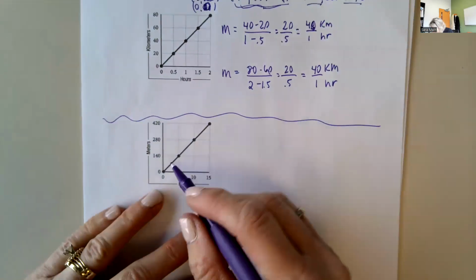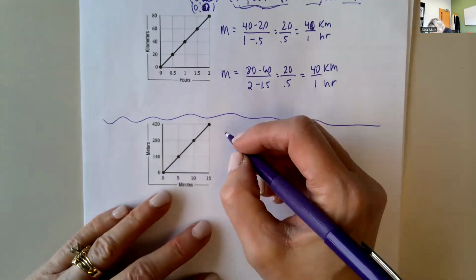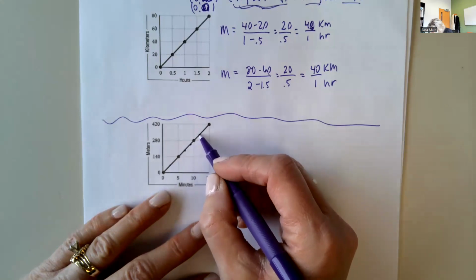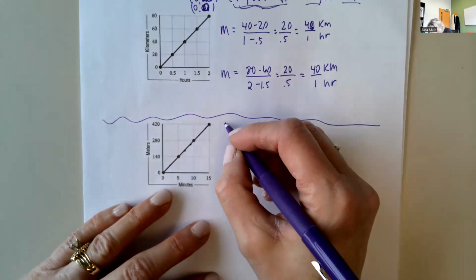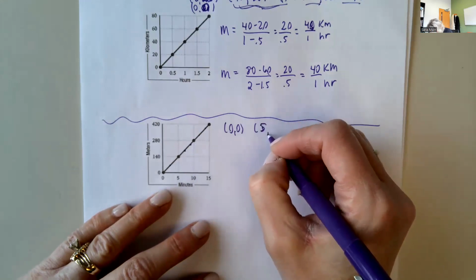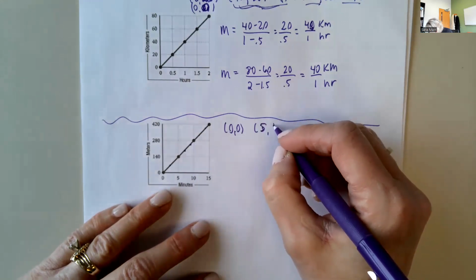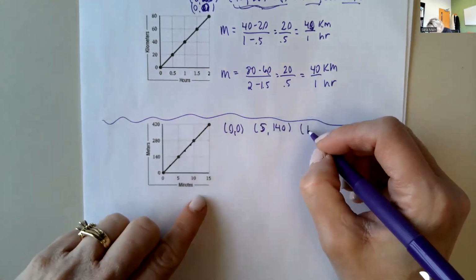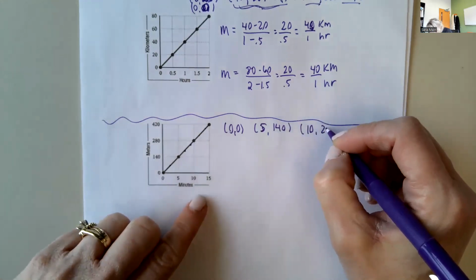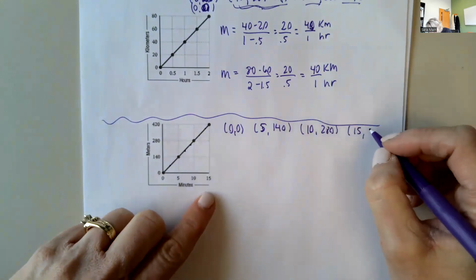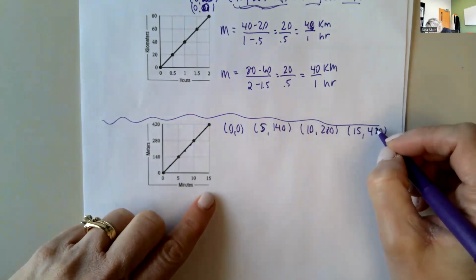Okay, we have 4 coordinate points that we could use here that are integers. There's one in between here, but they're just not easy numbers to work with. So we've got 0, 0, 5 and 140. And this is minutes and meters. We've got 10 minutes and 280 meters. And then we've got 15 minutes and 420 meters.